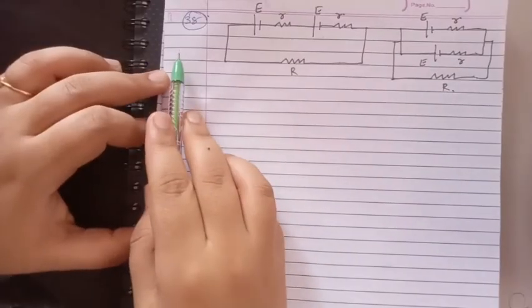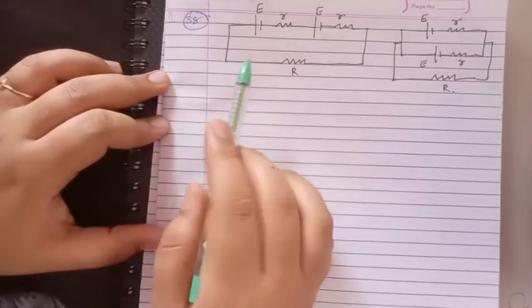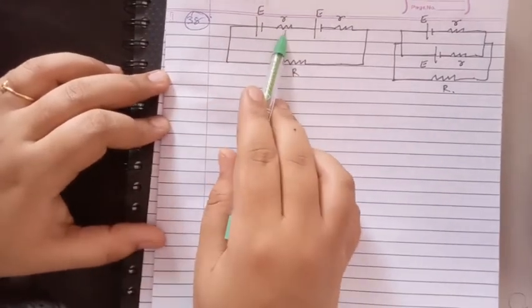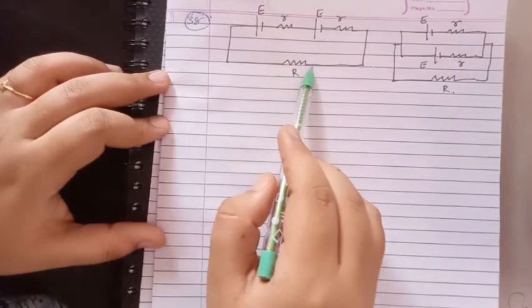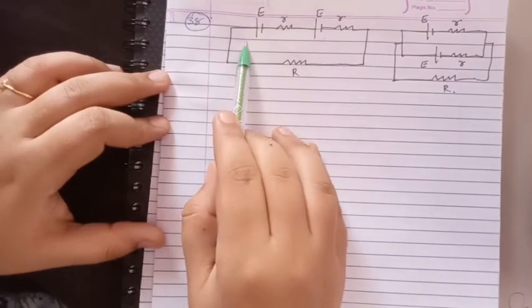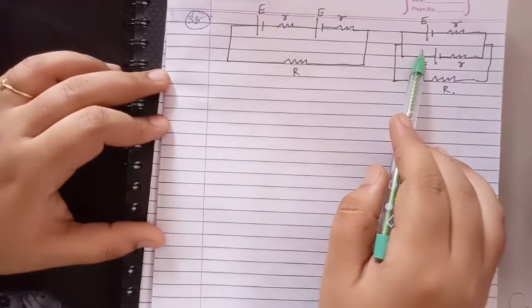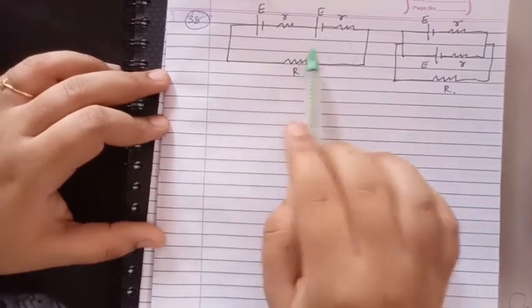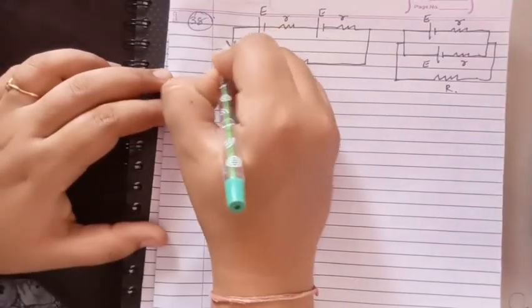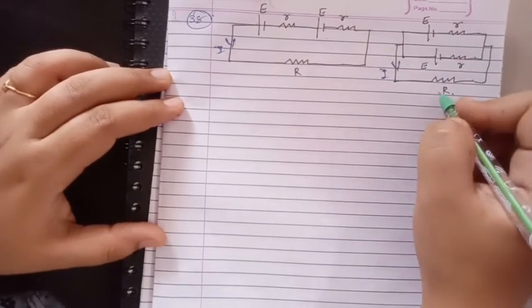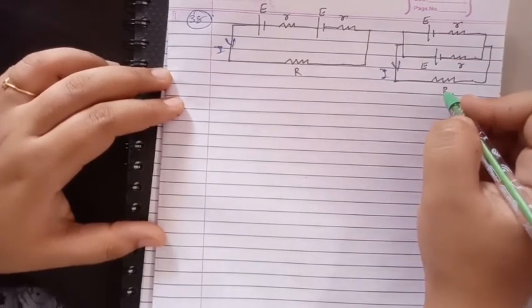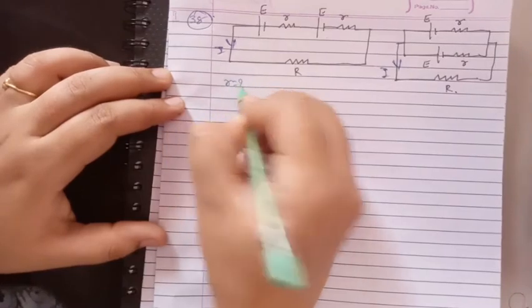In question number 38, two batteries each of EMF E and internal resistance small r are connected to an external resistance R in two ways, one in series and one in parallel. Current in both the cases is equal. Let's say the current is I through the resistor R. We want to find the internal resistance small r.